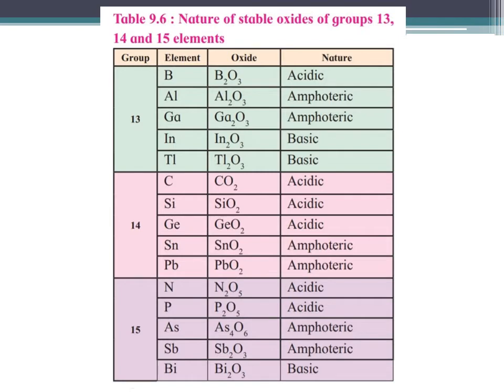Students, now in this slide we will be studying what kind of oxides group 13, 14 and 15 make, and what is the nature of these oxides. We have already studied while explaining the physical properties of group 13, 14 and 15 that as we go down the group, the metallic character goes on increasing. So initially the higher elements are non-metals. Then come the metalloids and the lower elements are basically the metals.